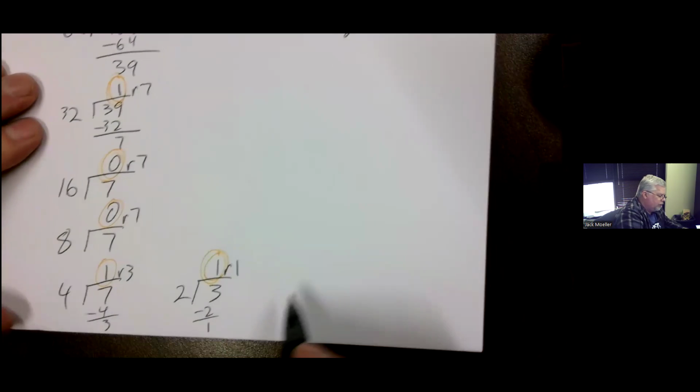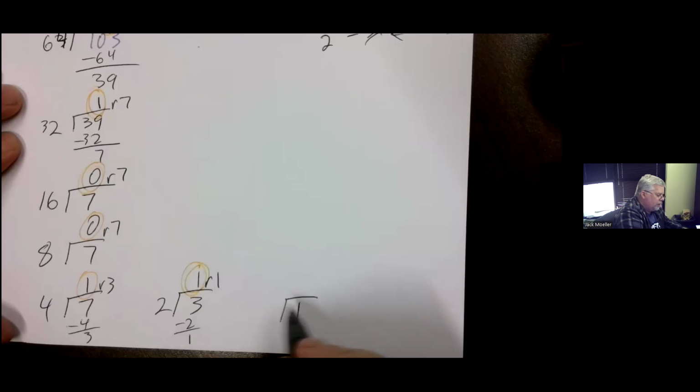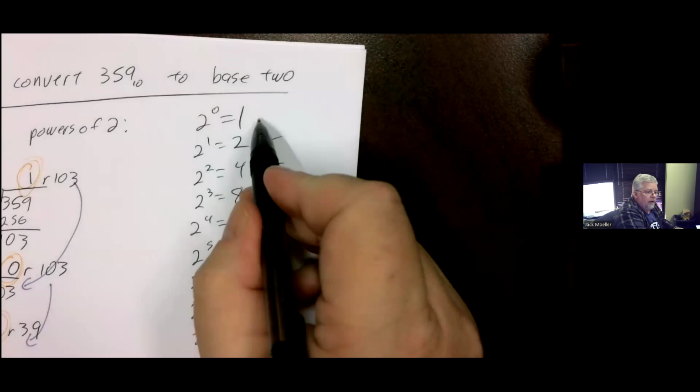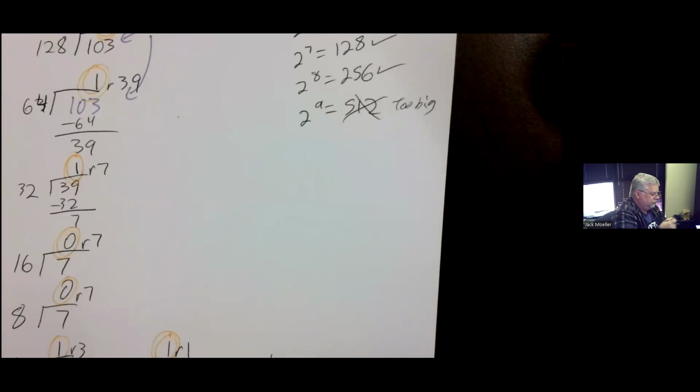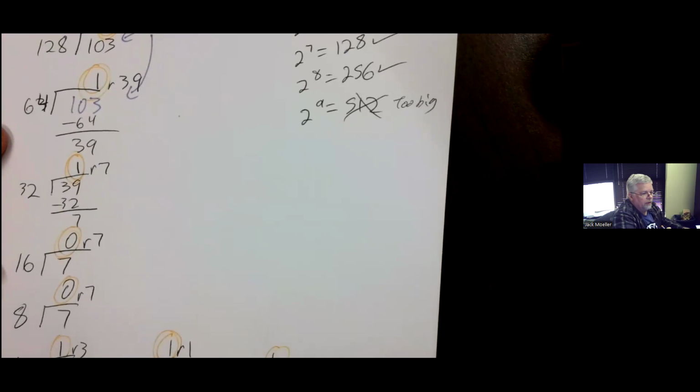Okay, so we still have a remainder, so we still have a division to do, but now we're doing 1 divided by 1, which is 1. Now we have no remainder, so we're done.